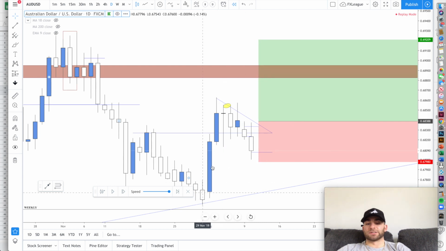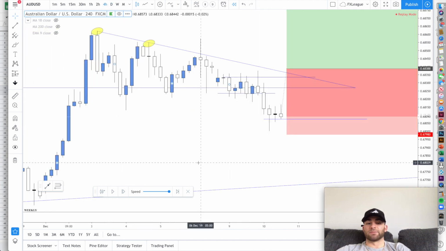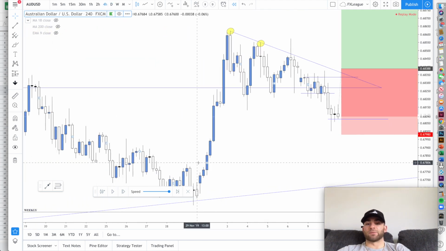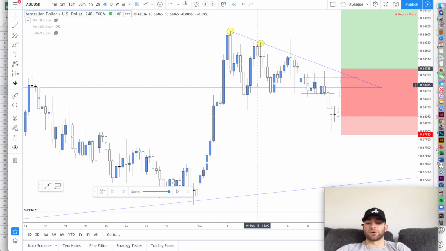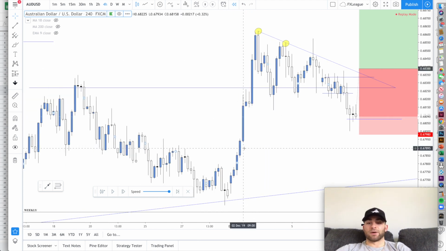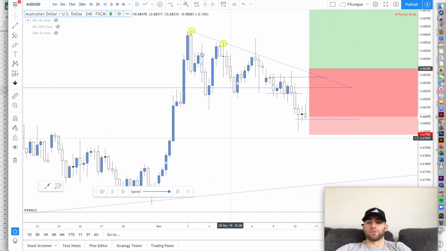So as you can see here, we got large body candles, so we want to break this down to a lower time frame to see if we can get a more clear picture using more of the candles on the chart. So on the 4-hour right here, we were forming a descending triangle, so that's when there's lower highs and just lows formed at the top of a bullish push upward.